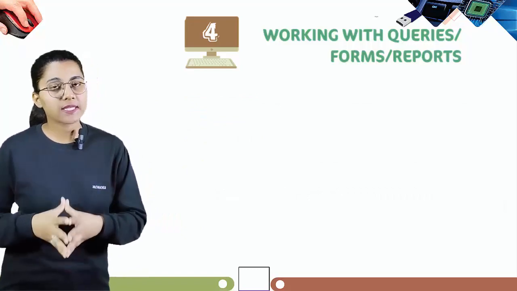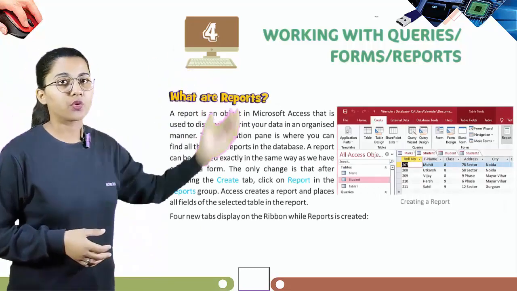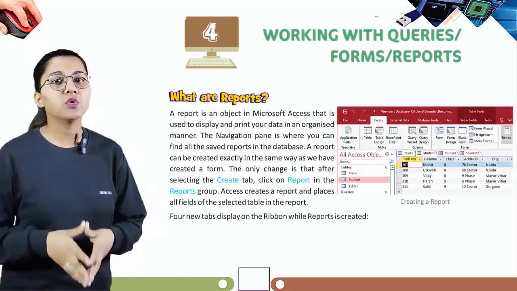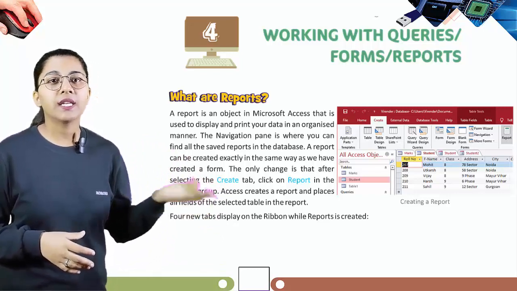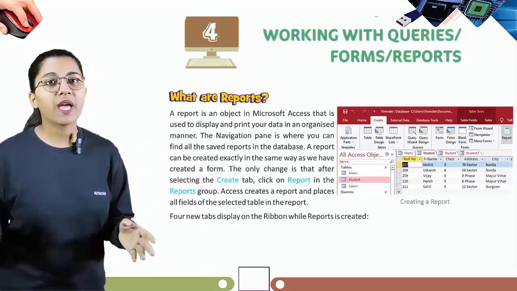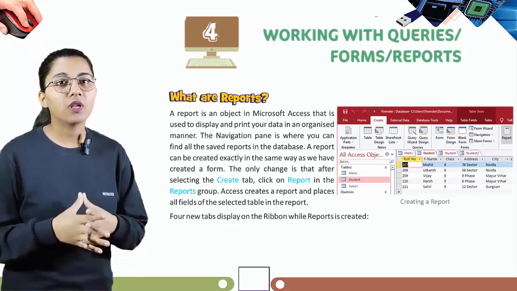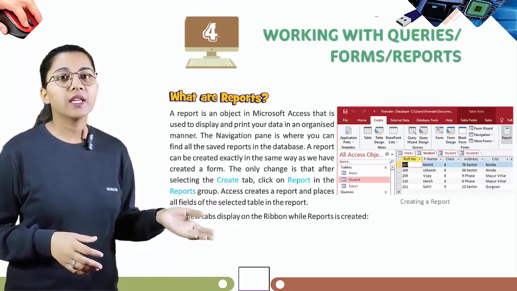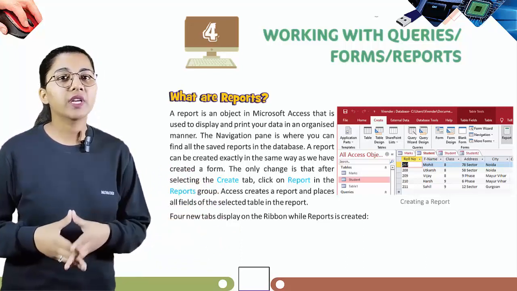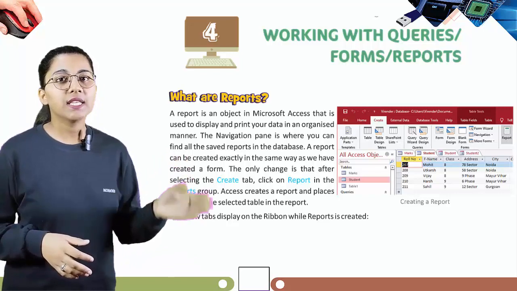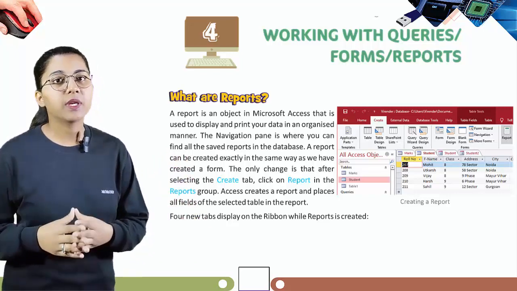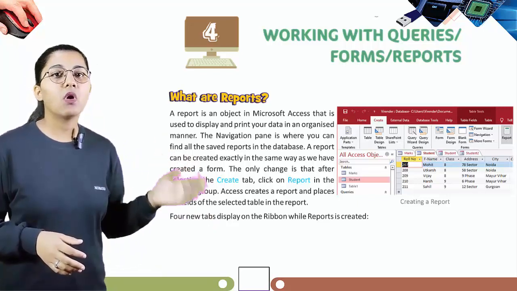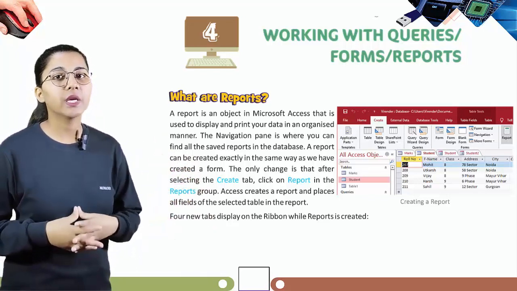Now students, our next topic is what are reports? So a report is an object in Microsoft Access that is used to display and print your data in an organized manner. The navigation pane is where you can find all the saved reports in the database. A report can be created exactly in the same way as we have created a form. The only change is that after selecting the Create tab, click on Report in the Reports group. Access creates a report and places all fields of the selected table in the report.